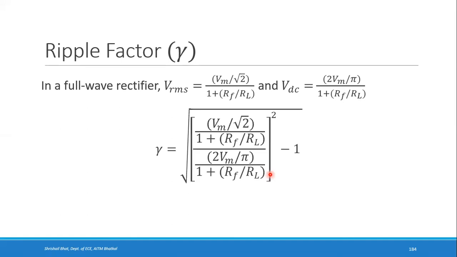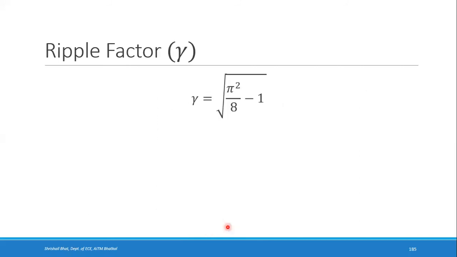So if I put that here, this is VRMS and VDC, and simplify. 1 plus Rf by Rl is common, cancel it. Vm and Vm are common, you can cancel that. What remains is pi in the denominator. If it goes above, it will become pi divided by 2 root 2 the whole square, right? If I simplify that, it becomes pi square divided by 8, since 2 root 2 the whole square is 8. Is it right? So it is the square root of pi square by 8 minus 1.